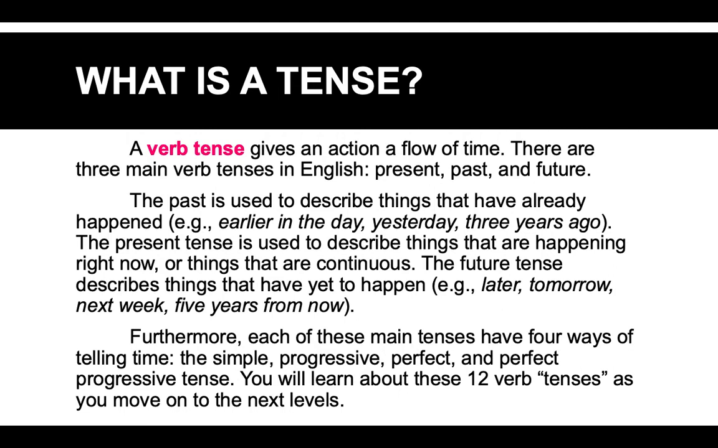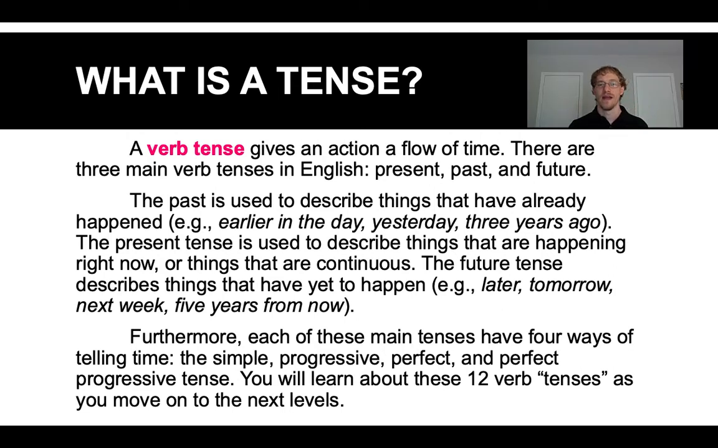Furthermore, each of these main tenses has 4 different ways of telling time or describing the flow of time: the simple, progressive, perfect, and perfect progressive tenses. You will learn about these 12 verb tenses as you move on to the next levels.